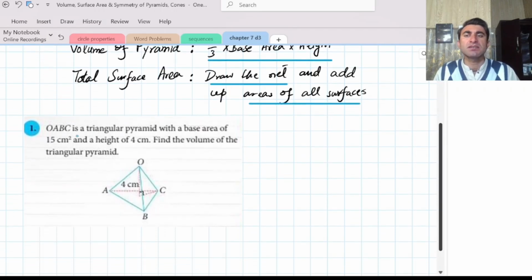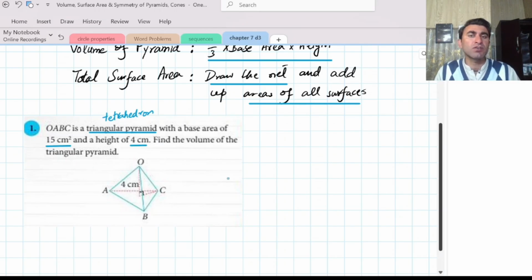Question number 1 states OABC is a triangular pyramid with base area of 15 centimeter square. Remember, a triangular pyramid can also be named a tetrahedron. We are given the base area of 15 centimeter square and a height of 4 centimeter, and we have to find the volume of the triangular pyramid.